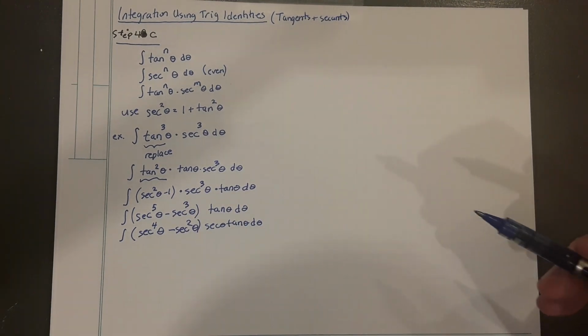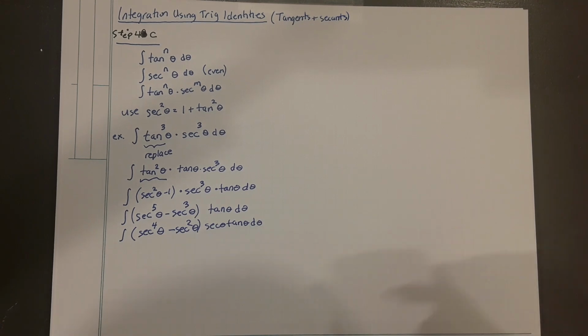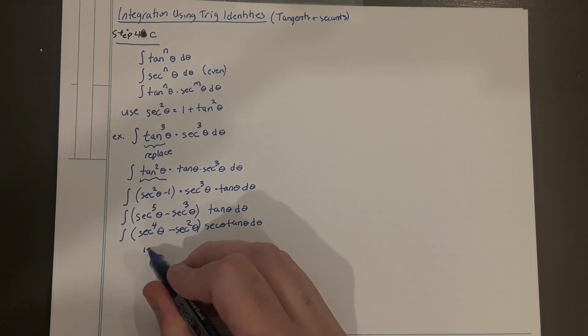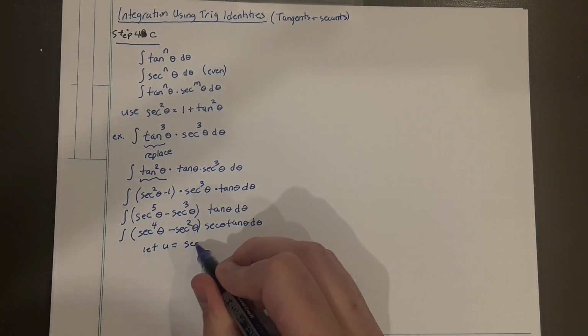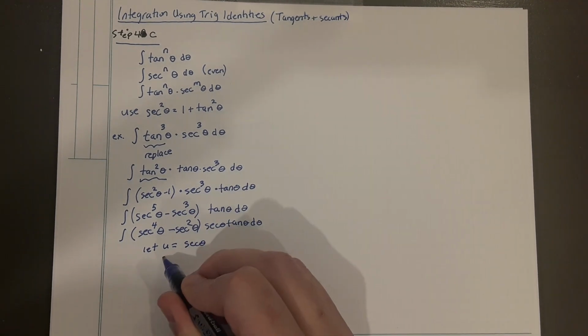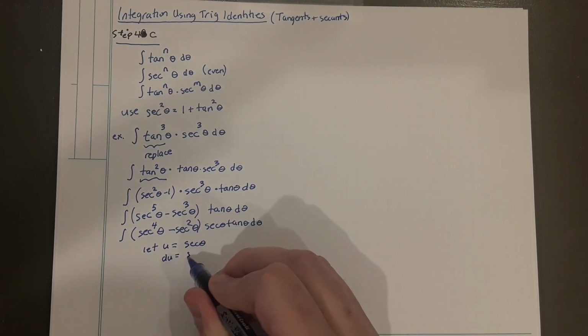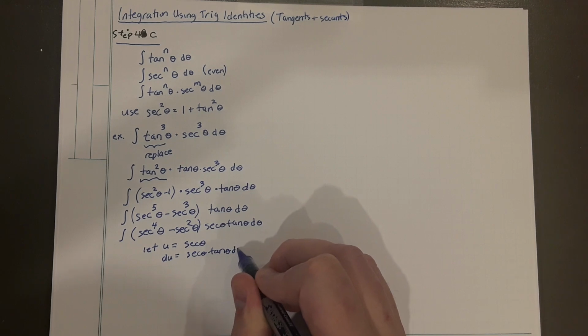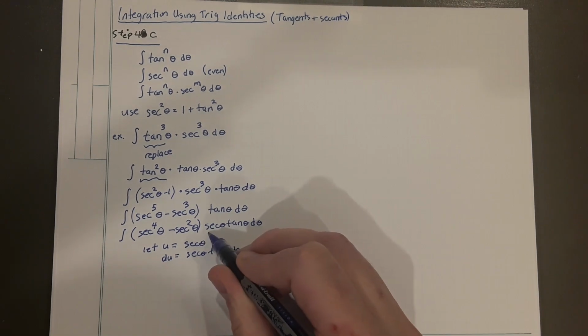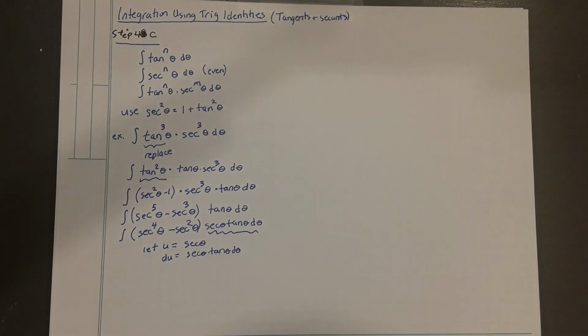So the method here was just to replace, and then you start over. You start over at step 1. But is this a power of theta? The answer is no. Step 2, do I see a function derivative? The answer is yes. If I let u be secant theta, the differential of secant theta is the product secant theta tan theta d theta, which is exactly what is written here.